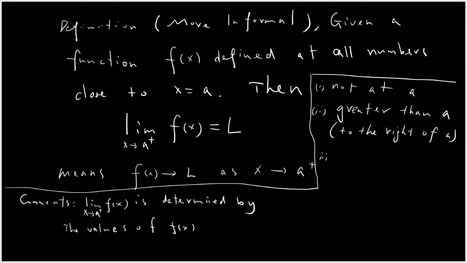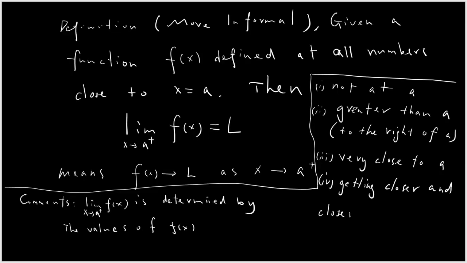Thirdly, very close to a. Fourthly, getting closer and closer to a. I told you I would write 4 things. I think I wrote 4 things. That's what I wanted to write. Okay.